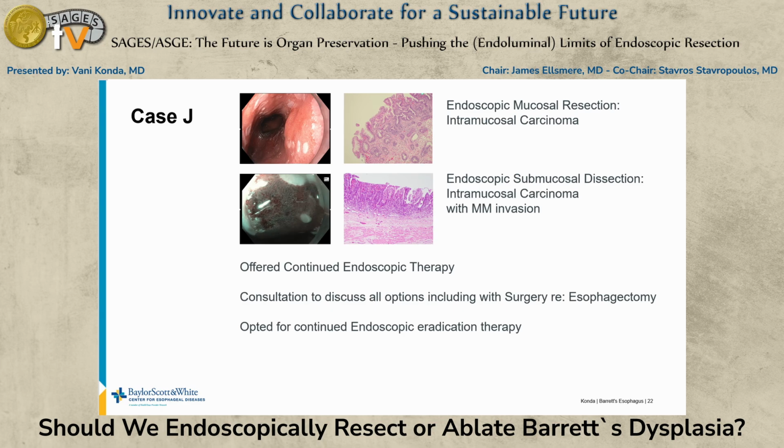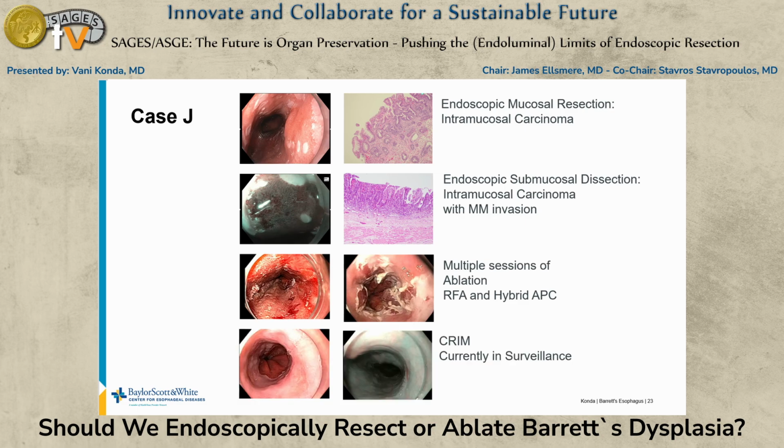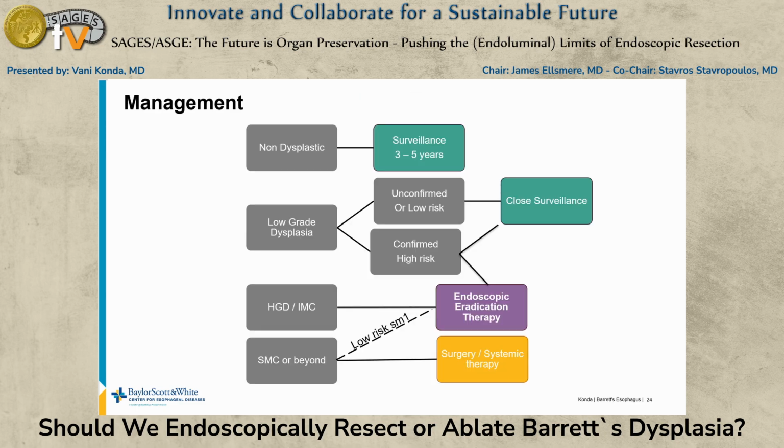He did continue with endoscopic eradication therapy, had multiple sessions of ablation, including multiple sessions of RFA and a session or 2 of hybrid APC, and is currently in complete remission of intestinal metaplasia and is currently in surveillance. So we can appreciate that we can use endoscopic eradication therapy for patients with high-grade dysplasia and intramucosal carcinoma, select patients with low-grade dysplasia, specifically confirmed low-grade dysplasia, and select patients with submucosal disease, SM1, in that low-risk cohort.